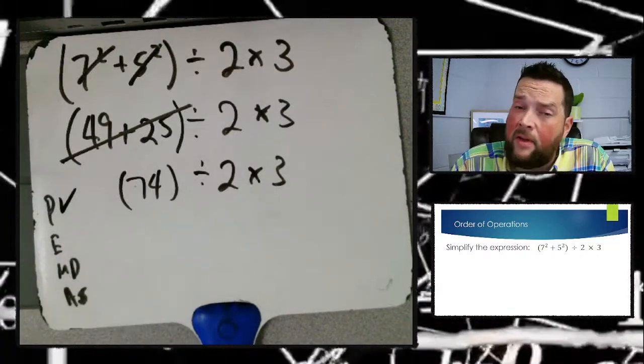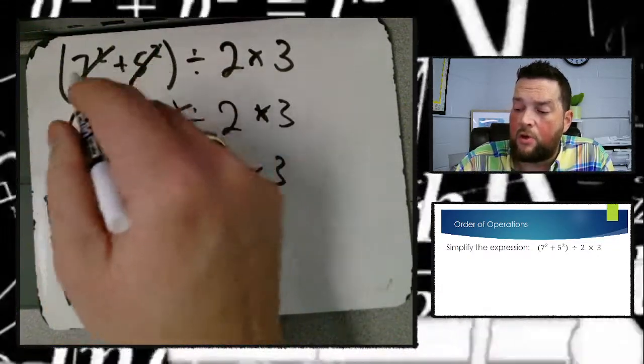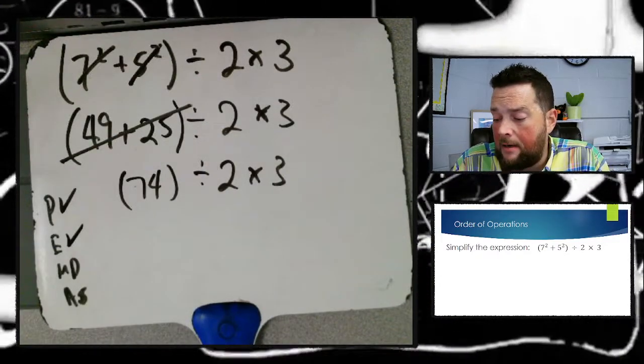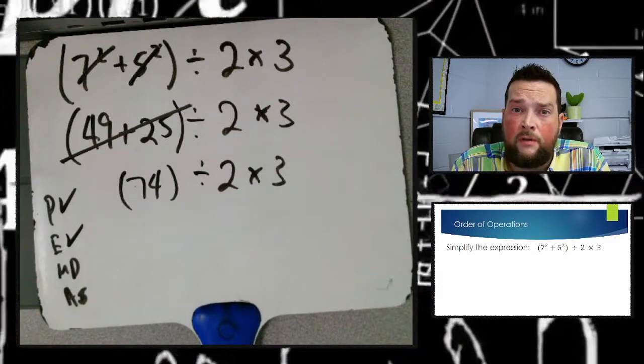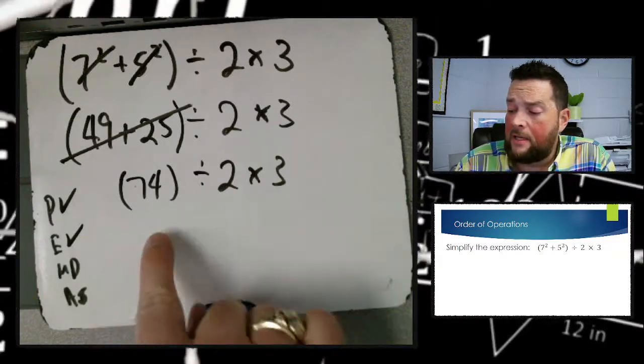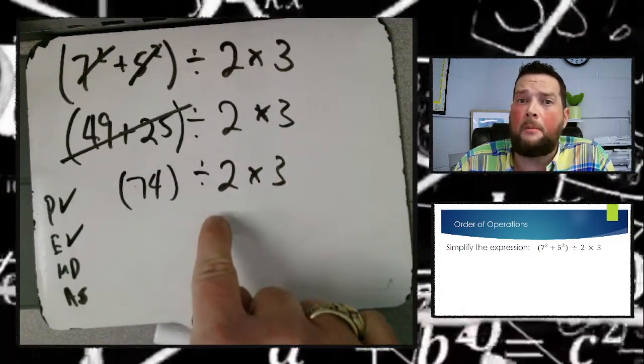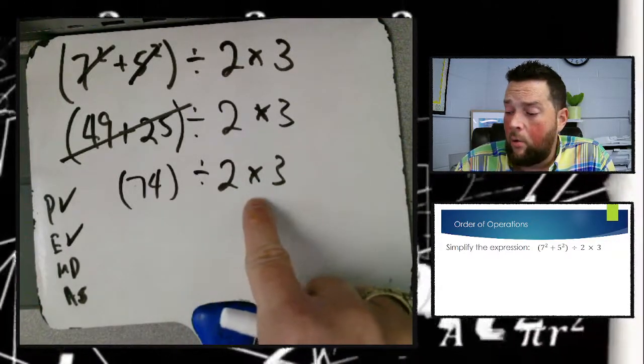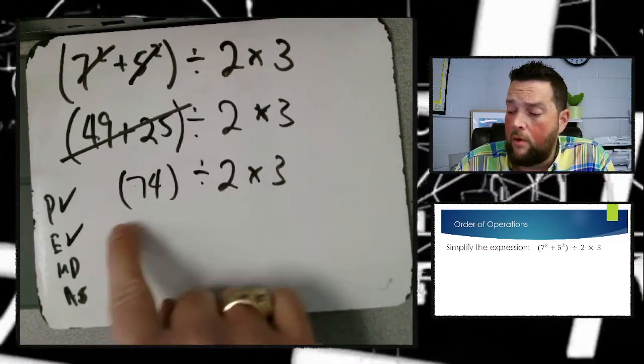Now then, I don't have any exponents left because my exponents were inside my parentheses when I went to simplify them, so I already did that. Now I've got multiplication or division from left to right. And in this expression right here, there's another common mistake that students would make. Right? Students a lot want to do all the multiplication before they do anything else.